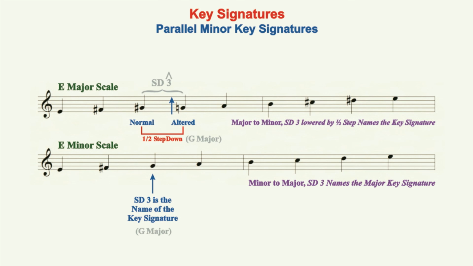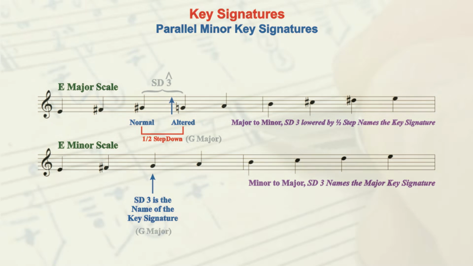In yet another example, suppose we're writing a piece in the key of E major, and want to transition to its parallel minor key of E minor. To find the proper key signature, we would count to scale degree 3, E, F sharp, G sharp, and lower scale degree 3 by 1/2 step from G sharp to G natural, to find that we now need to use the key signature for G major. Or, using E minor, we simply count to scale degree 3, E, F sharp, G, to reach the same conclusion.